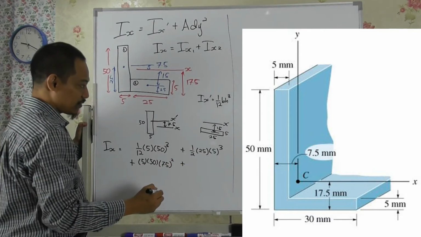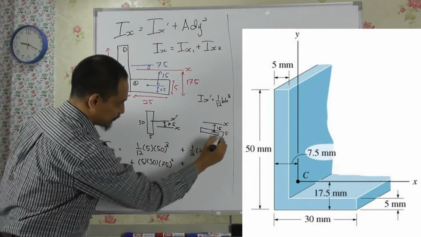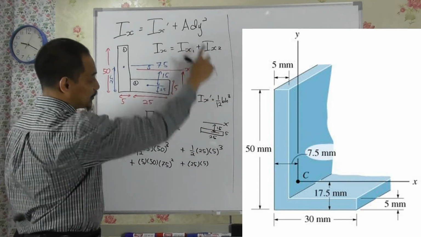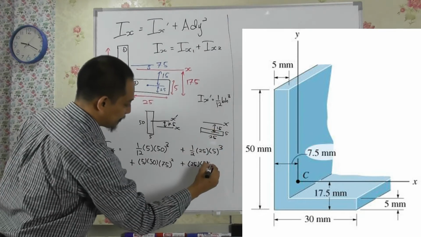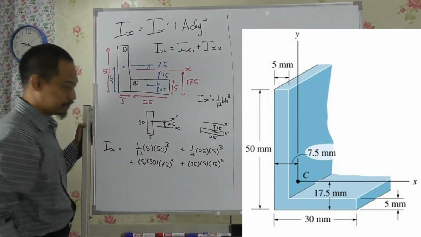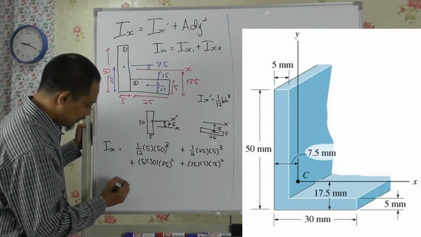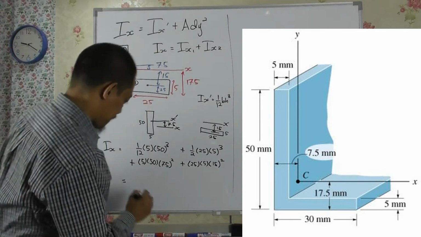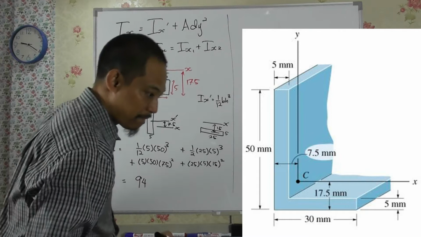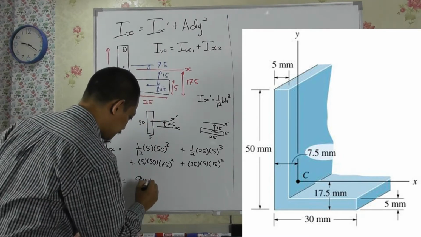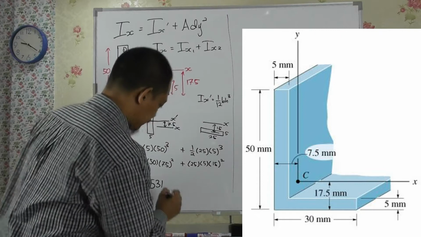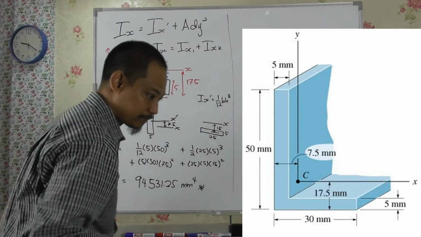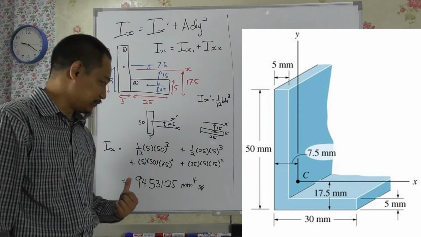Plus A dy squared. A is 25 times 5, and dy is the distance there, 15, so 15 squared. And then it's straight away the answer. If you calculate this, then you'll get 531.25 millimeter to the power of 4. So the calculation is quite straightforward actually.